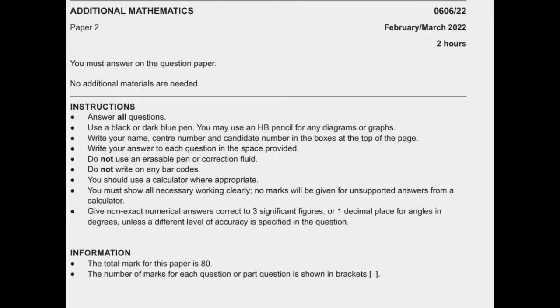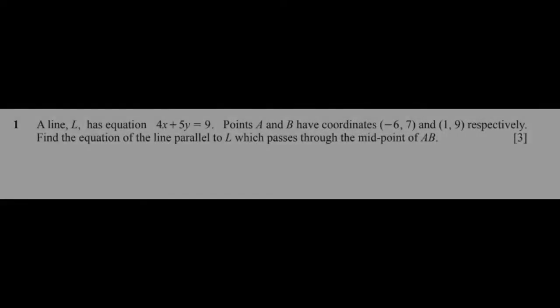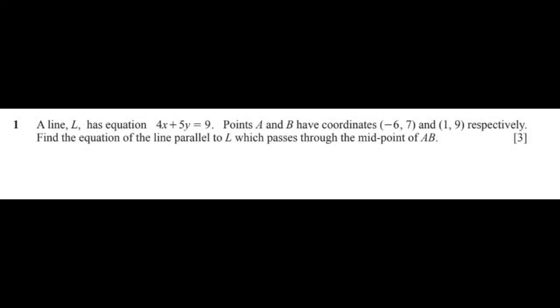All right, so I'm going to be doing Add Math Paper 2 from February, March 2022. And let's jump into number 1. Number 1, we're given a line L, 4x plus 5y equals 9. Notice that it's not in standard form. We have 2 points, A and B, and we want to find the equation of a line parallel to L that goes through the midpoint of A and B.